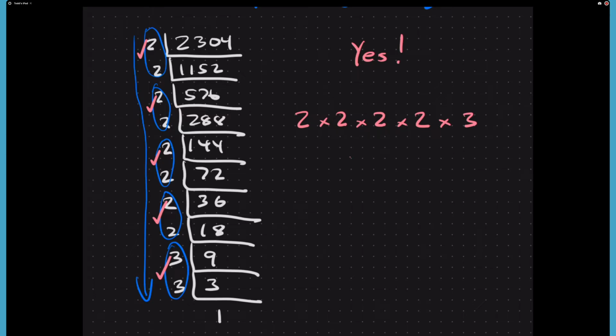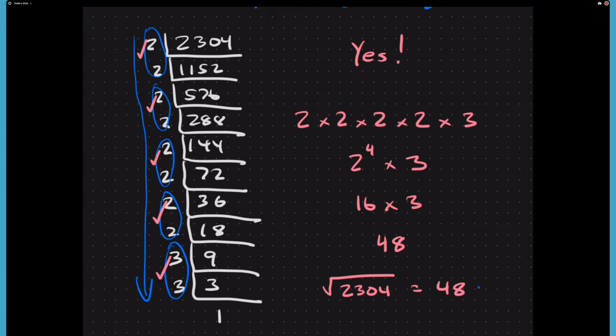This breaks down into 2 raised to the power of 4 times 3. 2 to the power of 4 is 16 times 3, and 16 times 3 is 48. Therefore, it is a perfect square, and the square root of 2,304 is 48. And if you were to punch that into the calculator, you would see that that is correct.